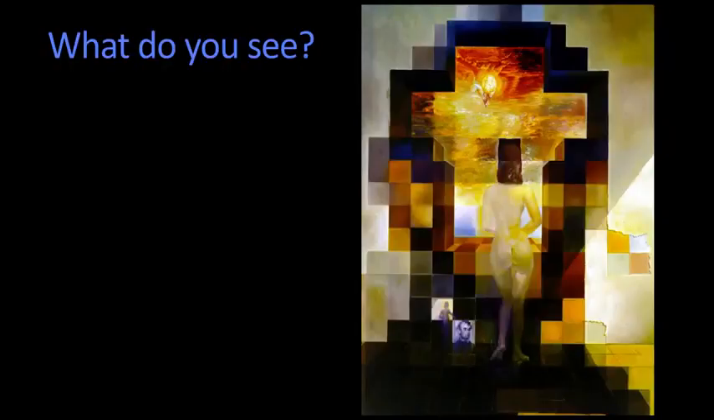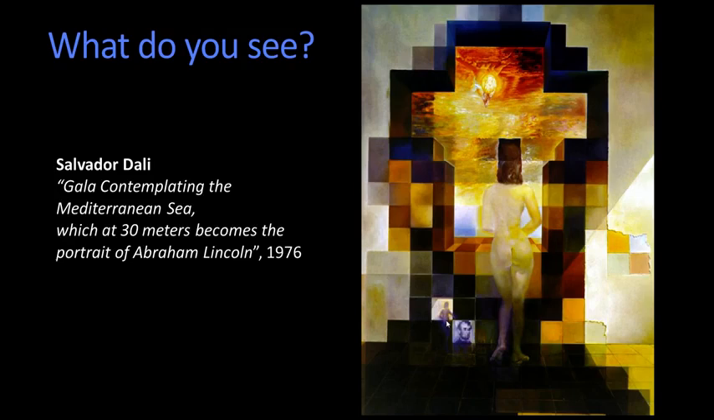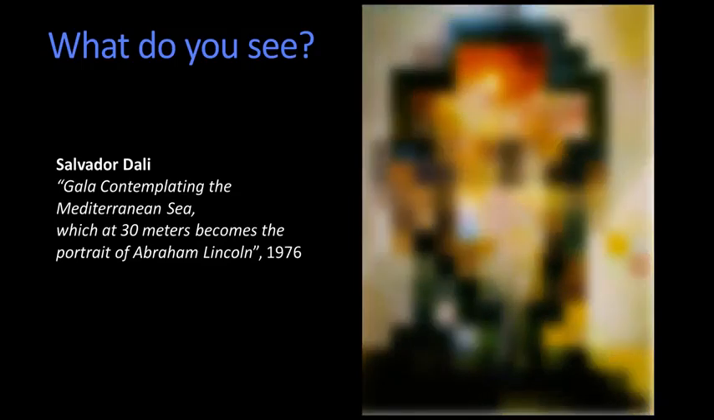By the time we're done with this, you'll see why that's the case. Here's a very famous picture, and the question is, what do you see? Most people probably first see the stylistic drawing of a naked woman, and then maybe if you look down here, there's a picture of Abraham Lincoln. But if you take a look at the title, this is a painting by Salvador Dali, Gala contemplating the Mediterranean Sea, which at 30 meters becomes a portrait of Abraham Lincoln. Now, you don't actually have to step back 30 meters. We can just blur the picture. And when I blur the picture, it looks like that. And aha, there's Abraham Lincoln.